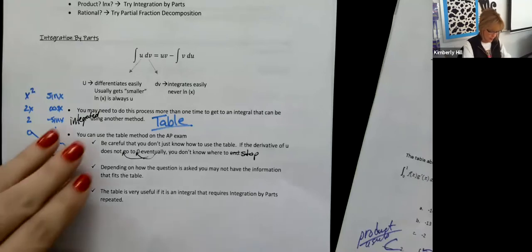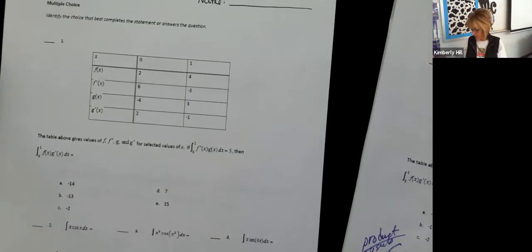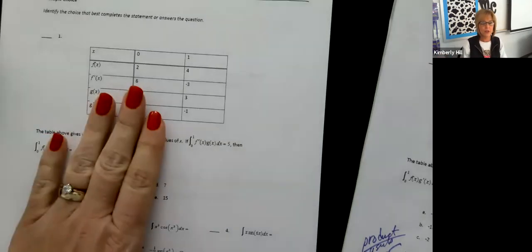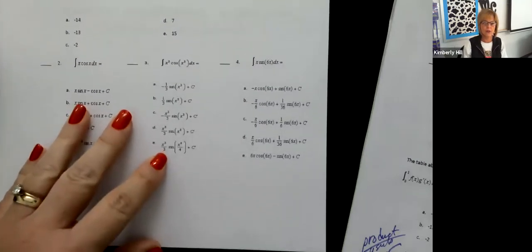If we look at the problems we're going to look at, number one is exactly like what Michael's talking about. You can't just do the table method on that. So we're going to come back to that one in just a second. I want us to look at 2, 3, and 4 to start with.